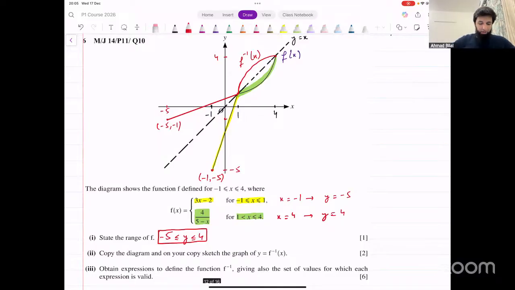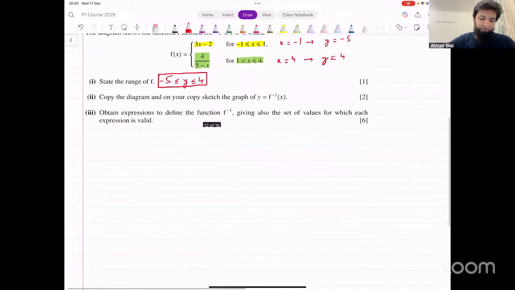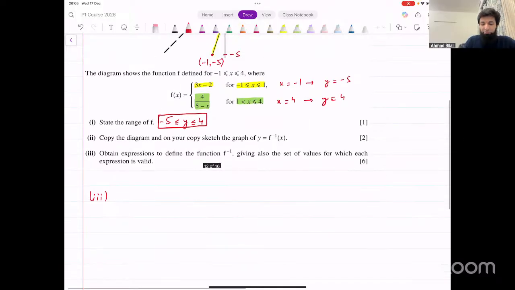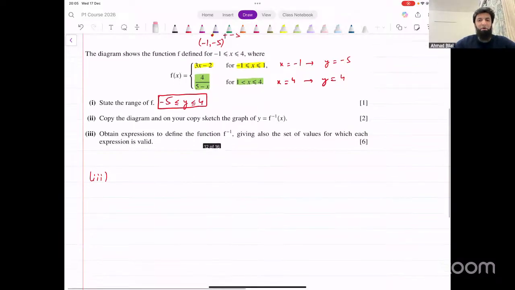That was part B. Now, let's look at part 3. It says, obtain expressions to define the function f inverse, giving also the set of values of x for which each expression is valid. Now we need to find the inverse function. This is the original function. We need to find the inverse of this, and we need to describe that in a similar format to it. Now, how do we do that?